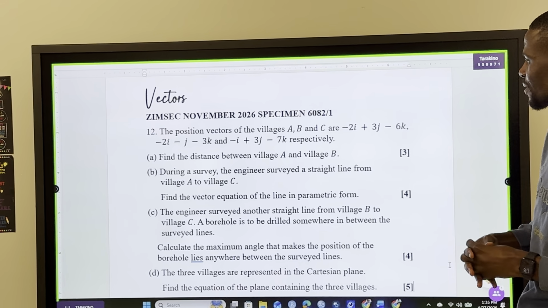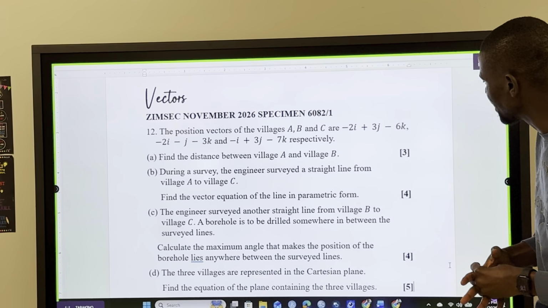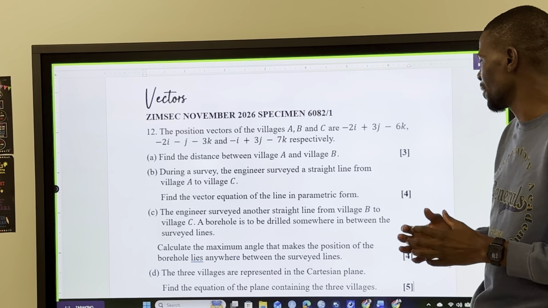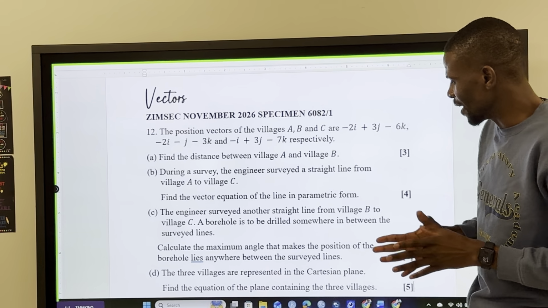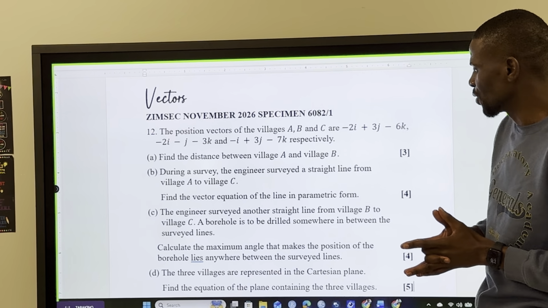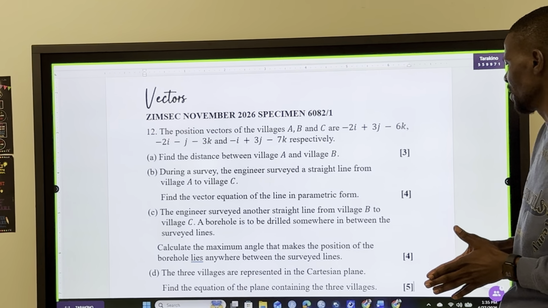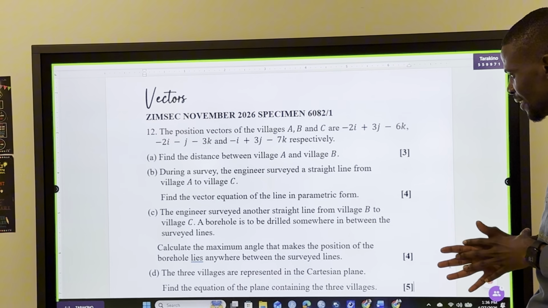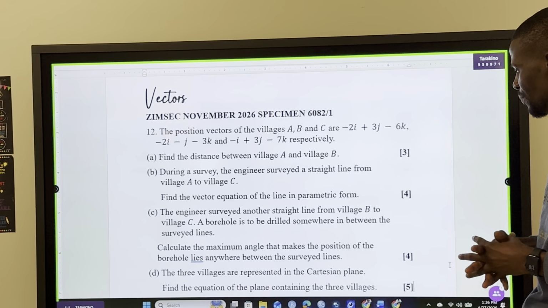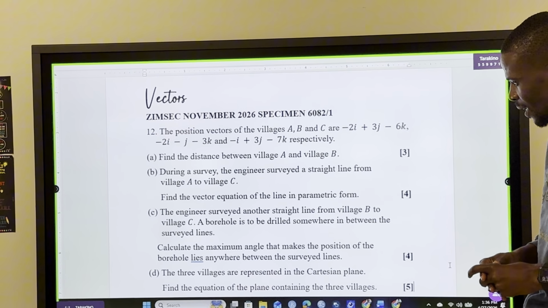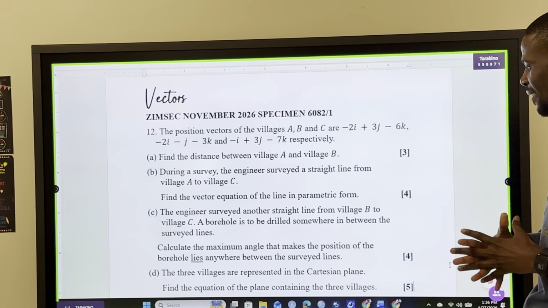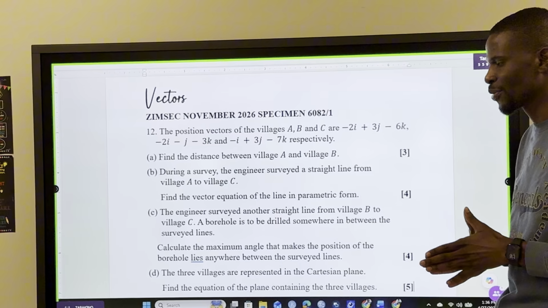B, during a survey, the engineer surveyed a straight line from village A to village C. Find the vector equation of the line in parametric form. C, the engineer surveyed another straight line from village B to village C. A borehole is to be drilled somewhere in between the surveyed lines. Calculate the maximum angle that makes the position of the borehole lie anywhere between the surveyed lines. D, the three villages are represented in the Cartesian plane. Find the equation of the plane containing the three villages.